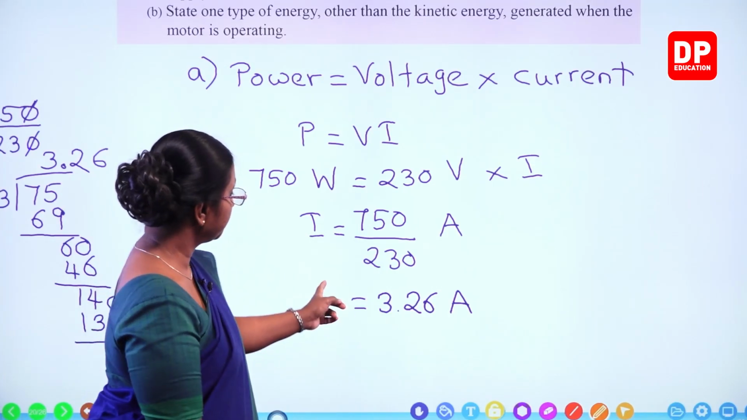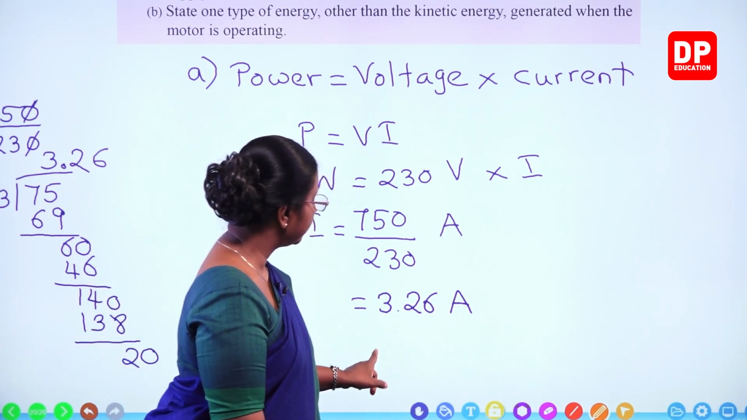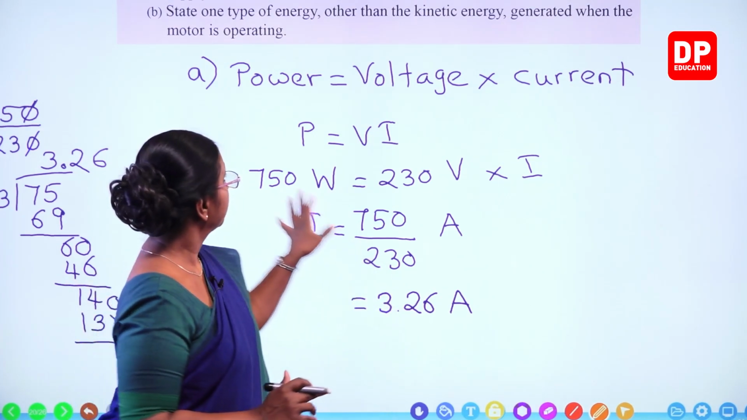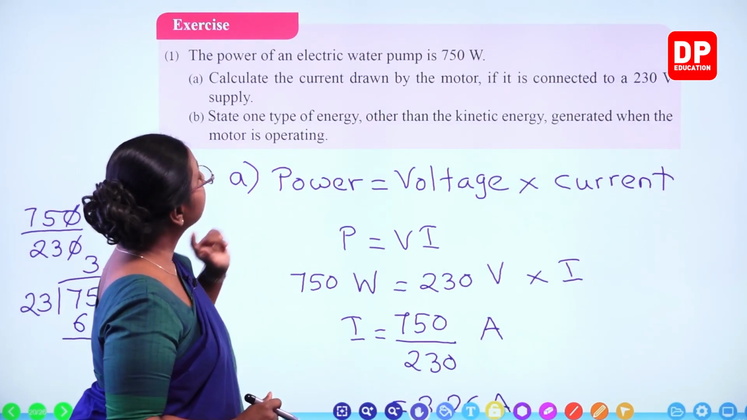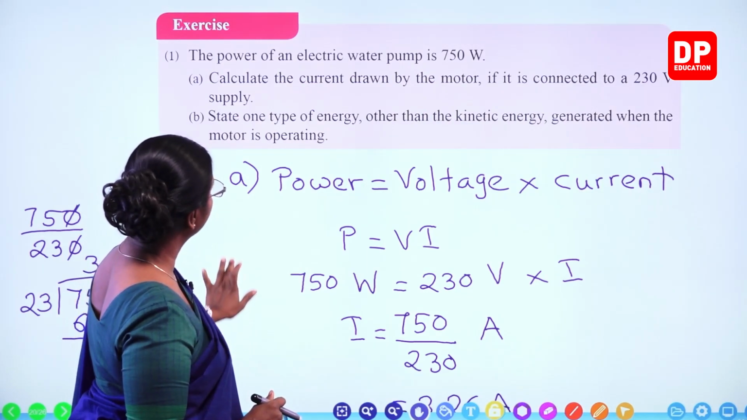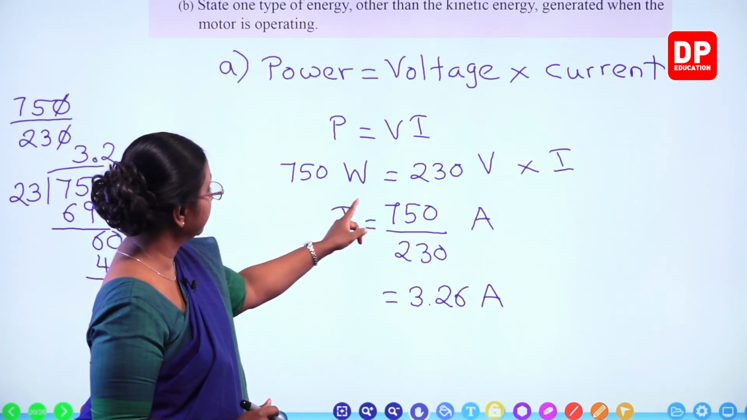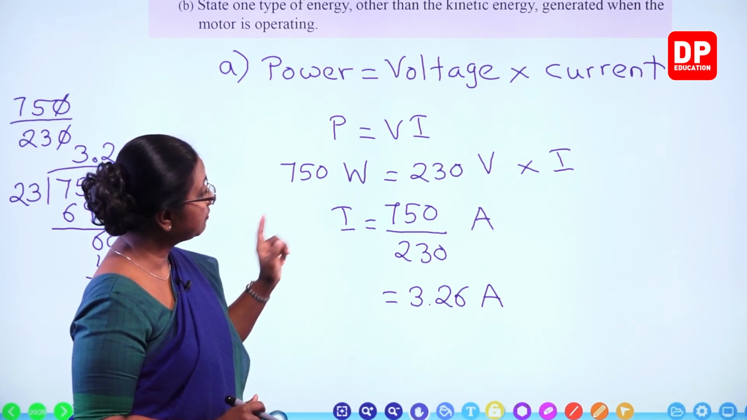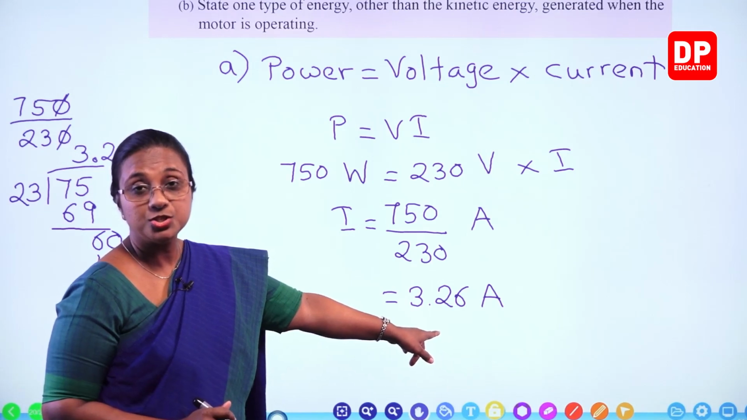750 watt power, 230 volts potential difference. So the current drawn is 3.26 amperes. Is that clear, students? So that was the first question: Calculate the current drawn by the motor if it is connected to a 230 volt supply. So power equals potential difference into current. So power is 750 watts, 230 volt potential difference into current. When you rearrange, you get the value as 3.26.